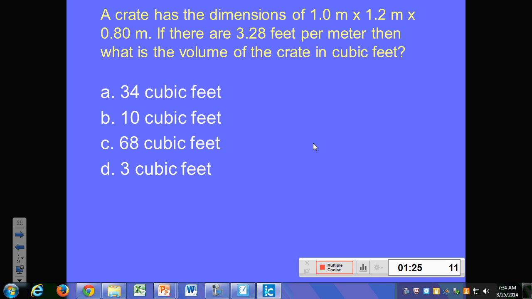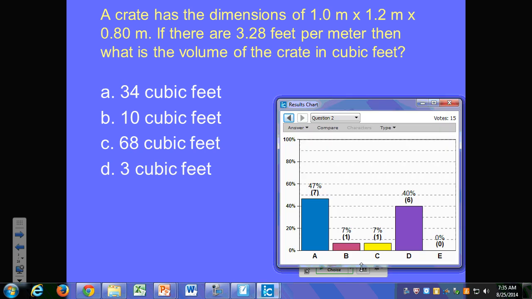About 15 more seconds. Stop at 1:40. It's 10 seconds. I'm going to stop at 1:38 now. Are we at 15 now? We do. Alright, let's see. We're sort of split between A and D.